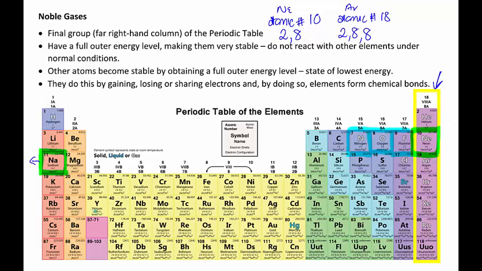If we go the other way, sodium would lose an electron. Magnesium would lose 2 electrons. Aluminium would lose 3 electrons. Okay, so I hope that's a bit clearer.